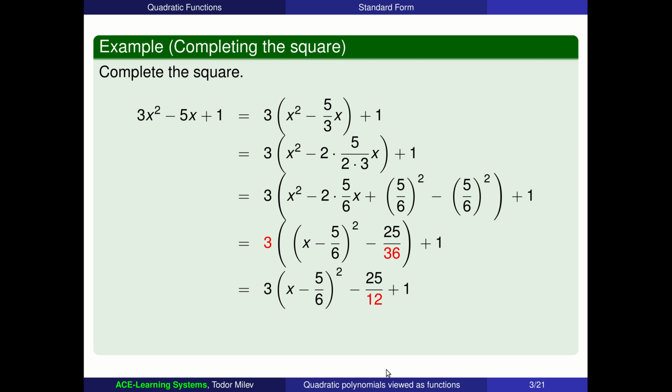And we're almost done, except that this can be simplified. So 1 minus 25/12, that can be simplified. What's that equal to? 1 minus 25/12. Well, I'm sure you guessed it correctly. That would be minus 13/12. And that completes the transformation of completing the square.